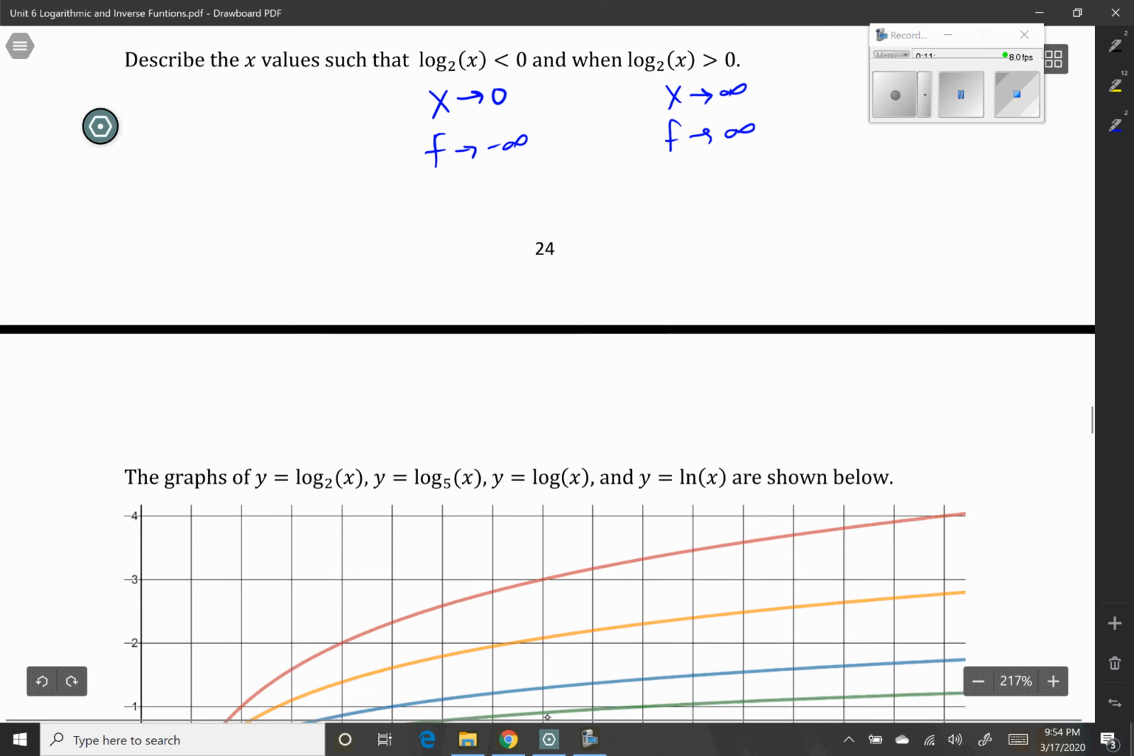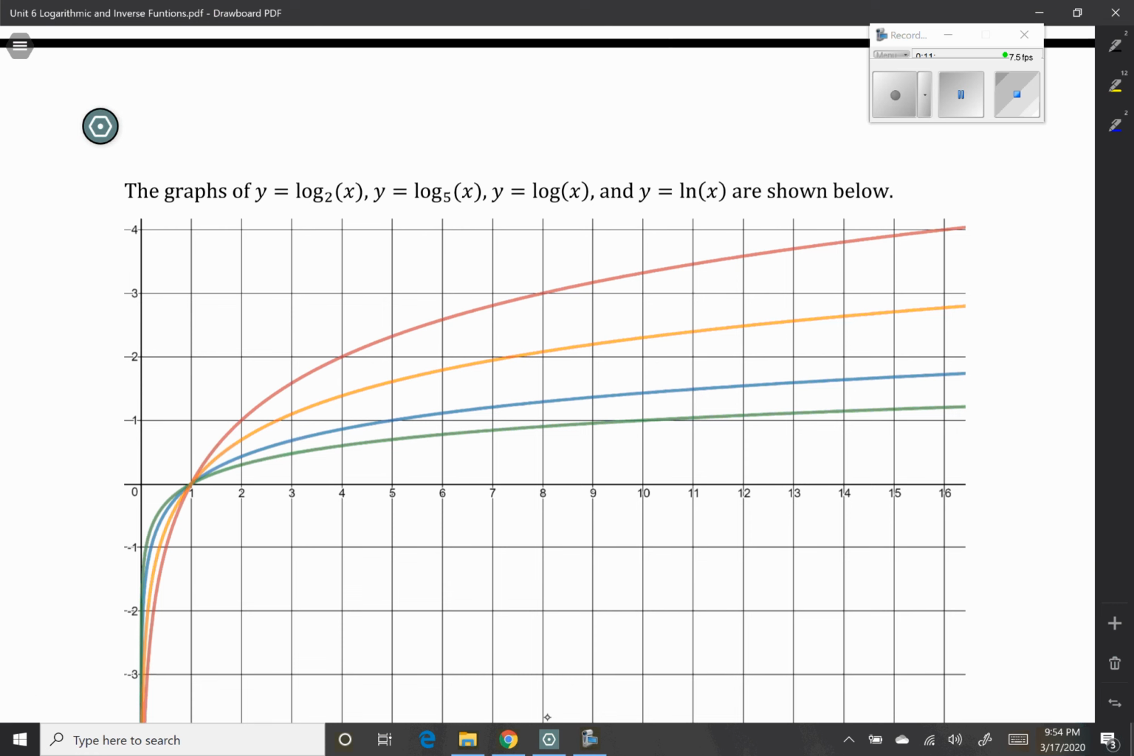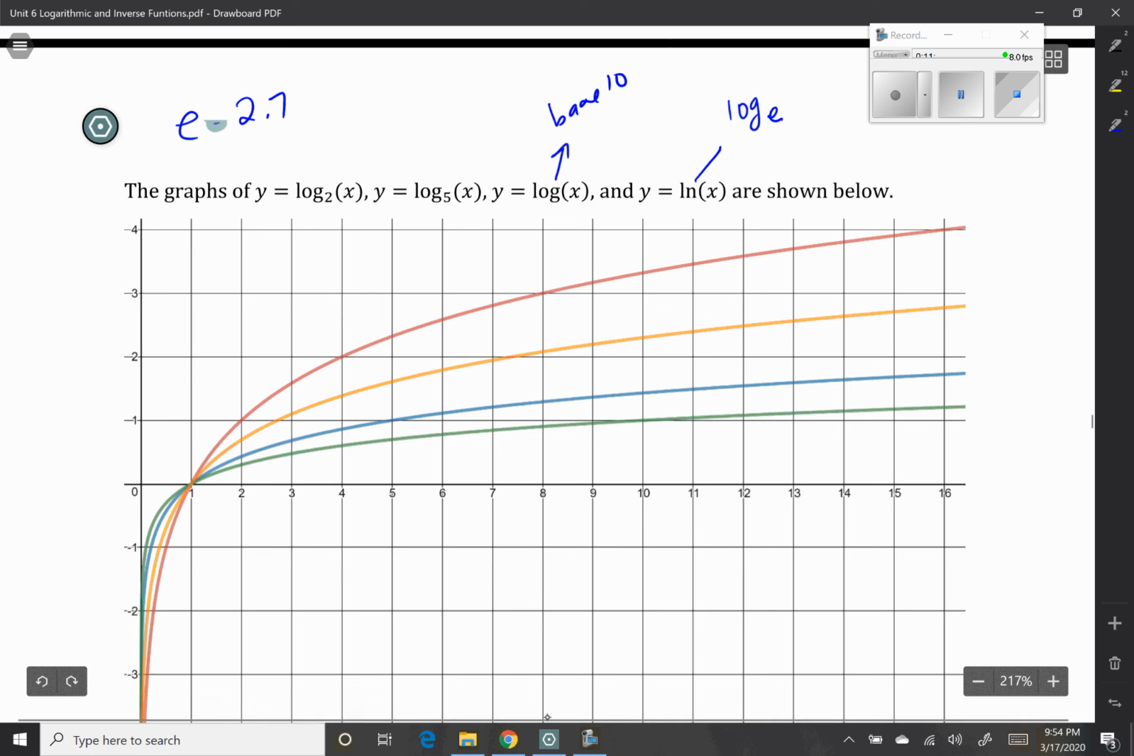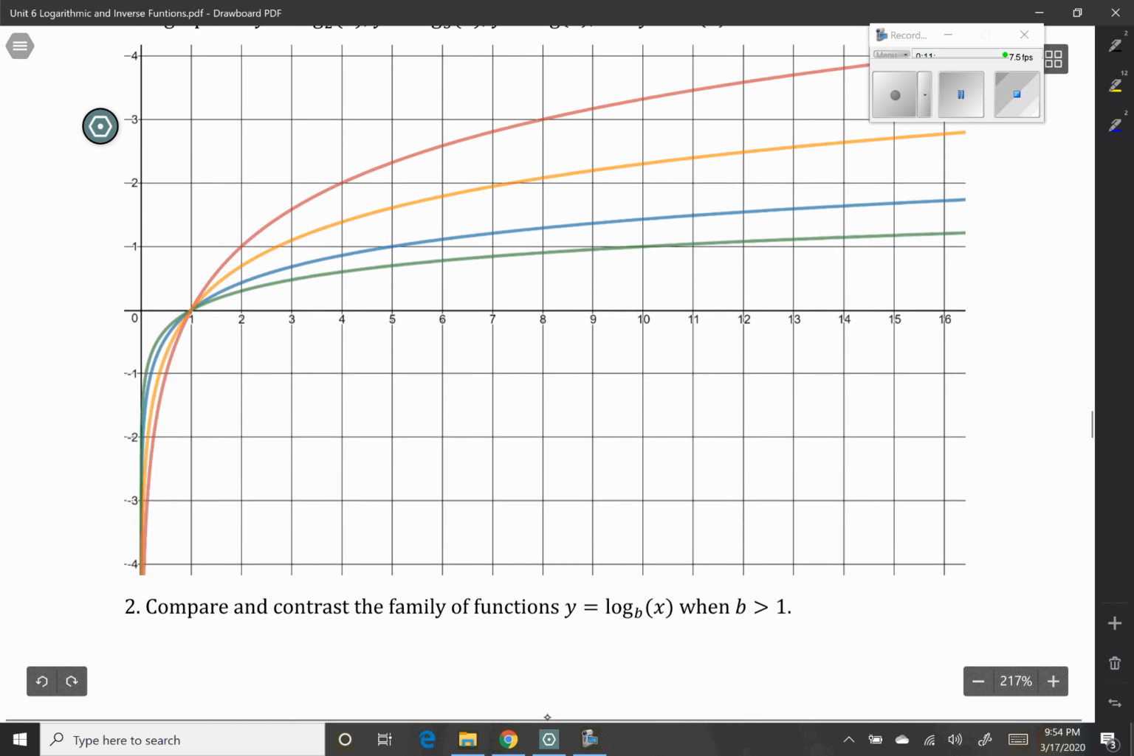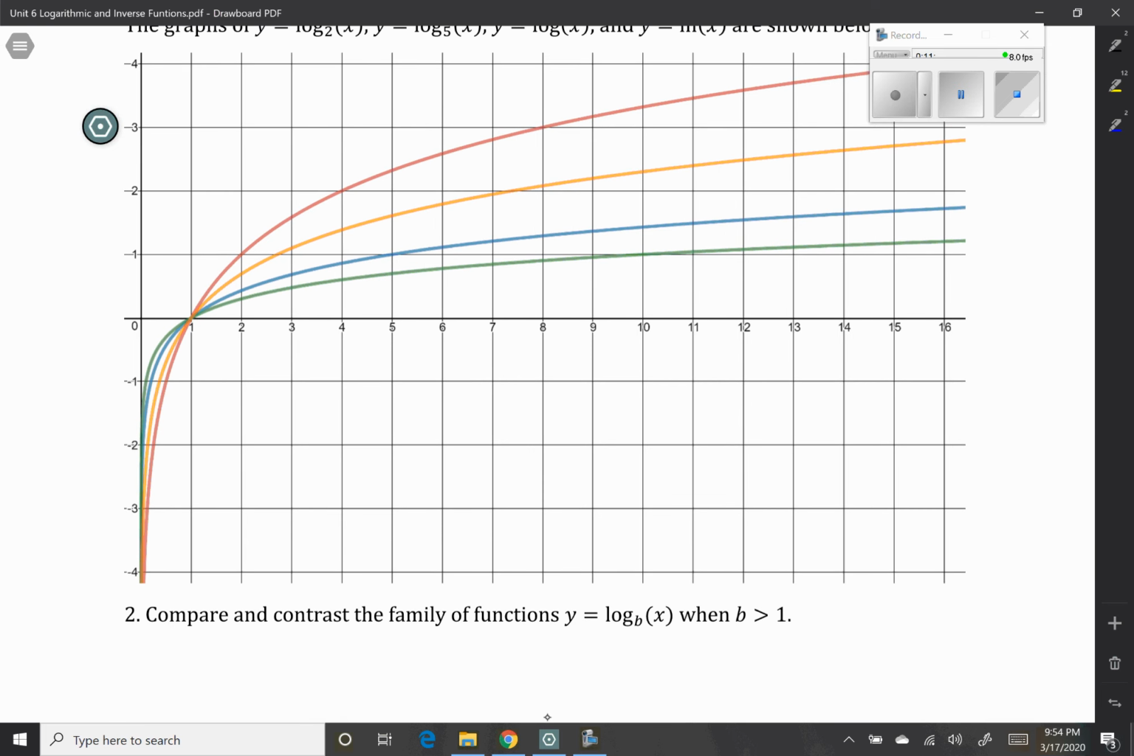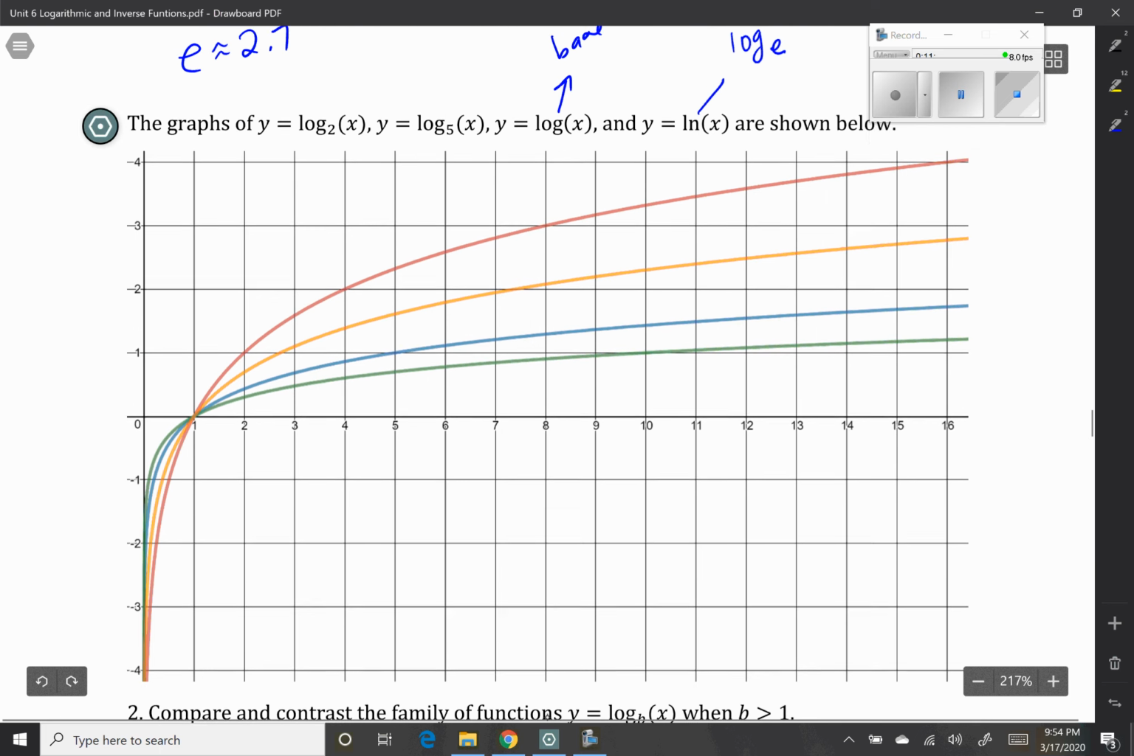Right, moving right along, we have a couple different logarithms graphed. So I'm asking you to identify log base 2 of x, log base 5 of x, log of x, and ln of x. Remember, log of x is really base 10. ln of x is really log base e. And if we remember e from the previous chapter, it's about 2.7. We'll use the approximation there. So what we're asking here is compare and contrast the family of logarithms. So how do we know which one is which?